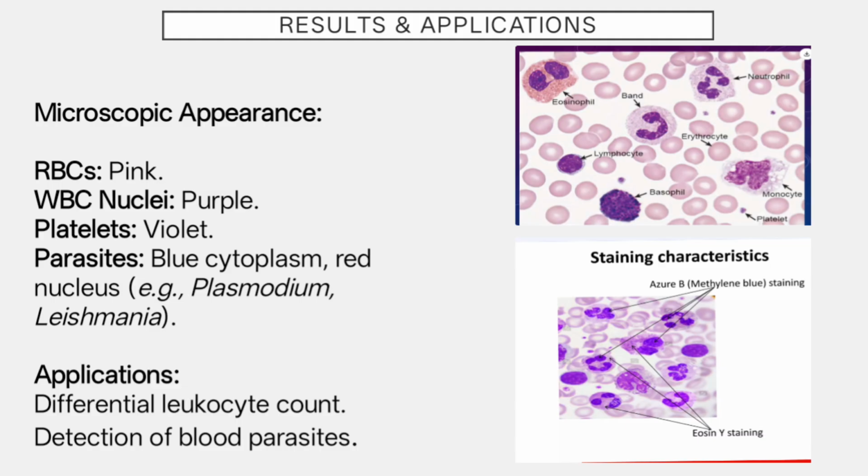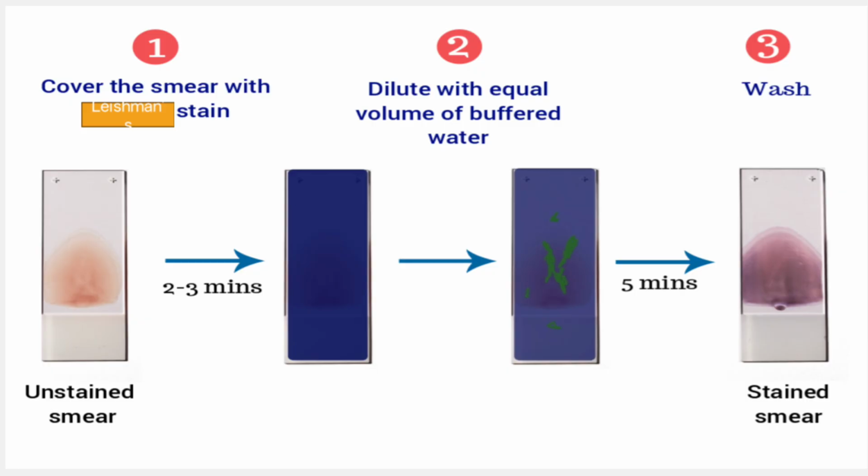So it can be used for the differential WBC count and also detection of blood parasites. This is the method by which we actually stain. First we make a smear, and the smear must be completely dry before it is stained, because a wet smear, when stained, does not stick to the glass slide and gets wiped out during washing.